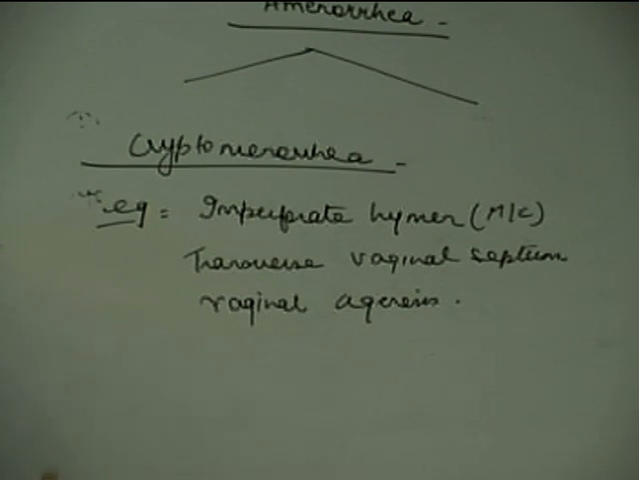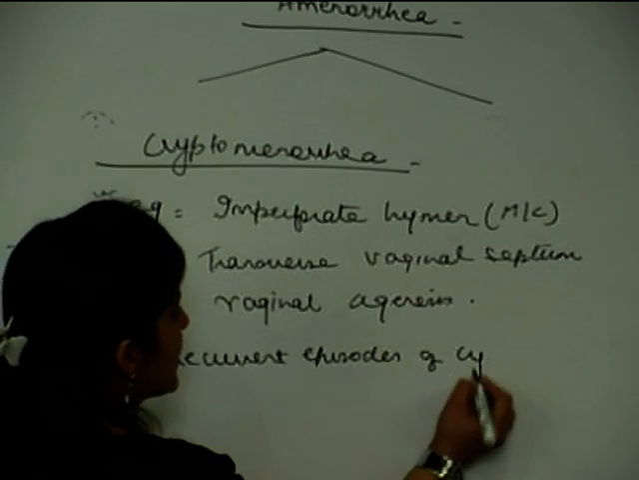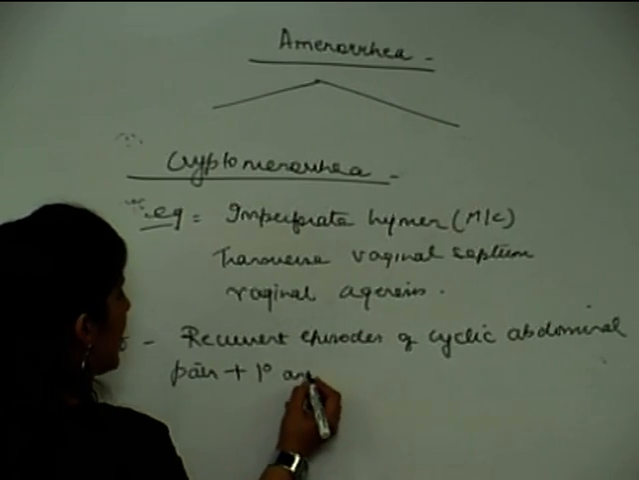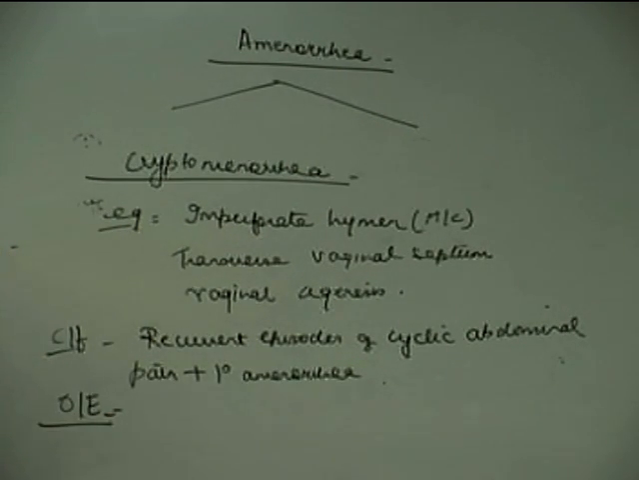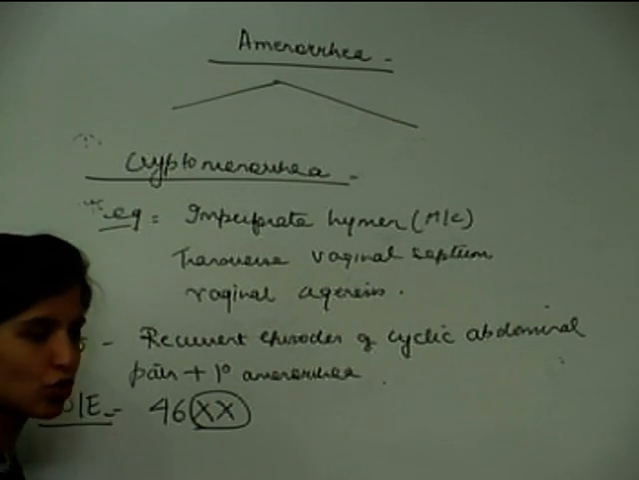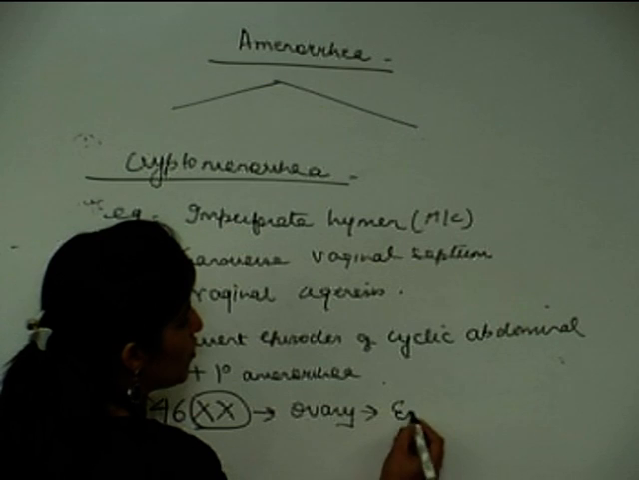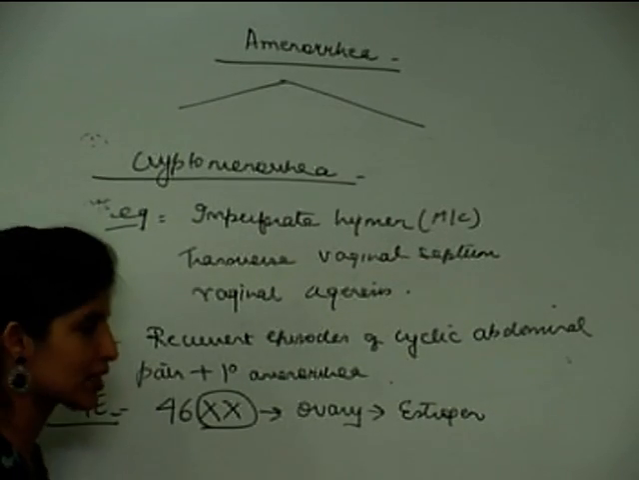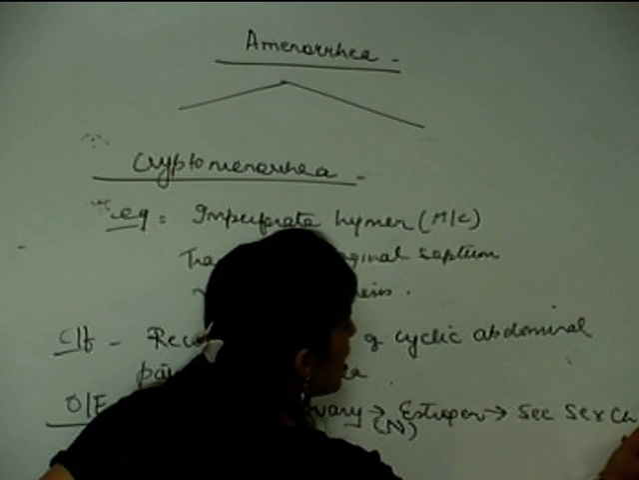In case of cryptomenorrhea, the patient will complain of recurrent episodes of cyclical abdominal pain plus primary amenorrhea. That means she wouldn't have had menarche till yet. On examination, these females are normal females. Their genotype is 46XX, and because they have two X chromosomes, obviously the gonads in these females are ovaries, which are functioning normally. So ovaries will be secreting estrogen in normal quantity, and estrogen is responsible for secondary sexual characteristics in females. So in these females, because estrogen is adequate, their secondary sexual characteristics will be well developed.